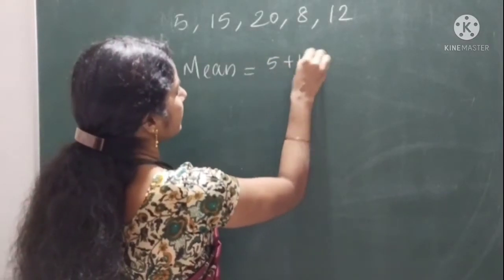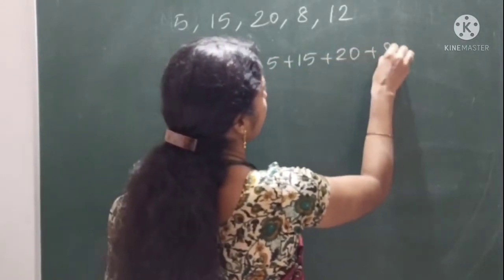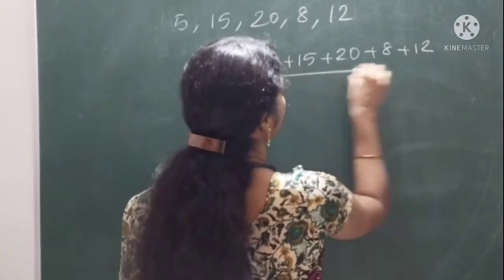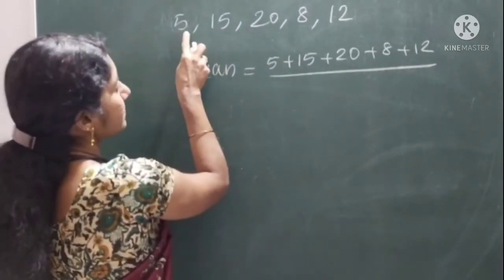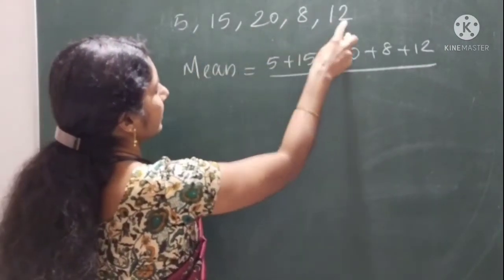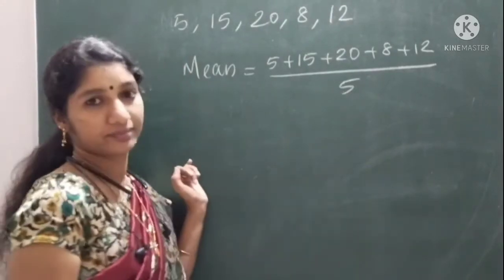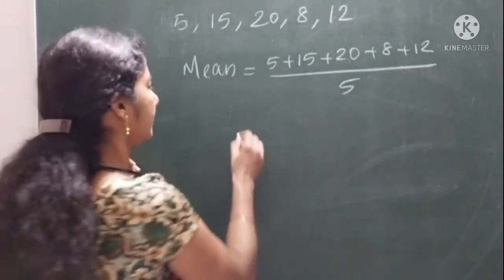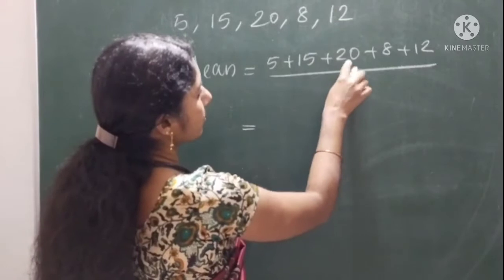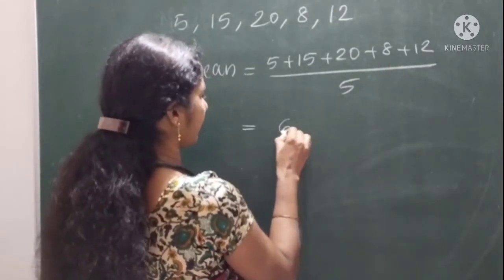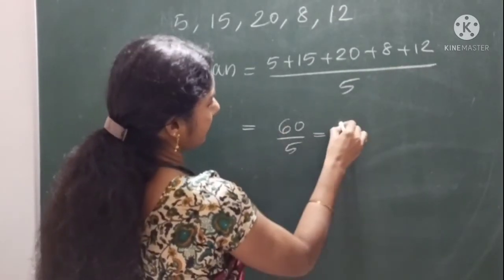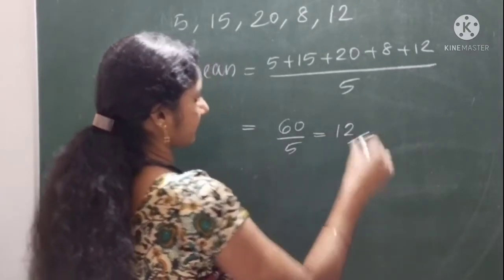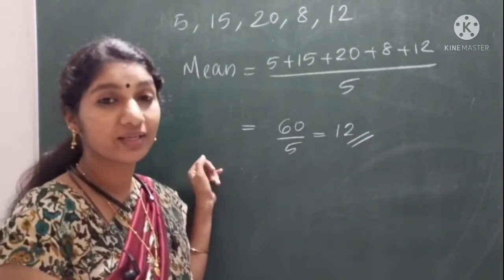That means 5 plus 15 plus 20 plus 8 plus 12 divided by the number of observations, 1, 2, 3, 4, 5. So divided by 5. Then it is equal to 20 plus 20 plus 20, 60 by 5. 60 by 5 is equal to 12. So we got the mean equal to 12.